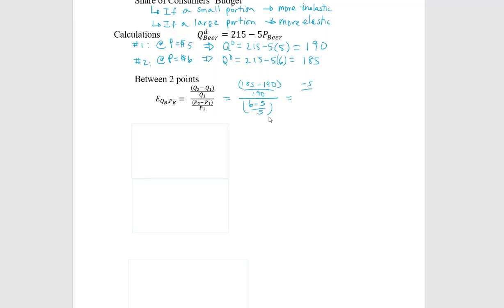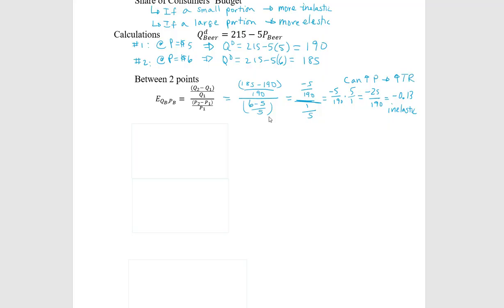This gives me minus 5 over 190 and 1 over 5. This guy is my big divide there, so I can flip and multiply. That's going to give me minus 25 over 190, and that is minus 0.13. So this is inelastic. The consumers are not very responsive here. We have an increase in price of 20%, and the quantity demanded only goes down by a few percentage points. If I'm looking back to that total revenue rule, we know that we could increase the price then from $5 to $6, and that would increase the total revenue.